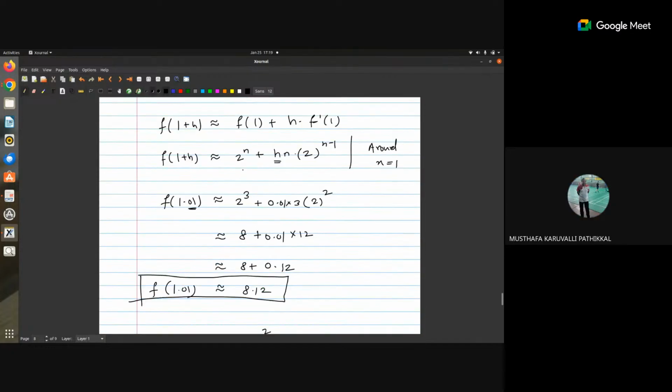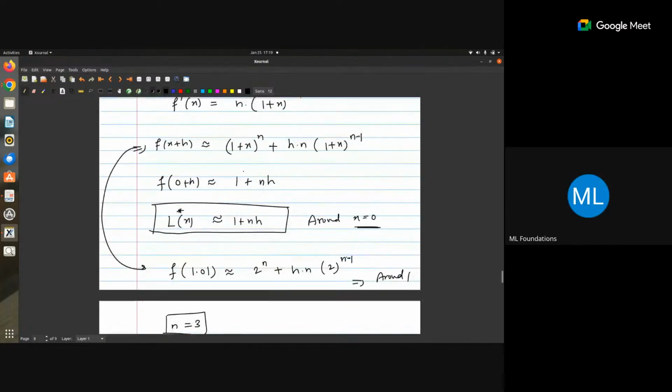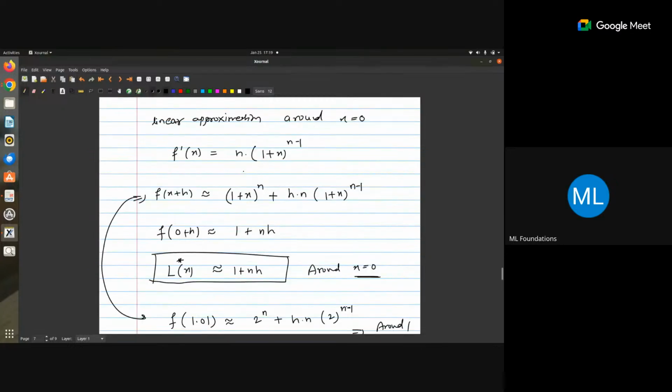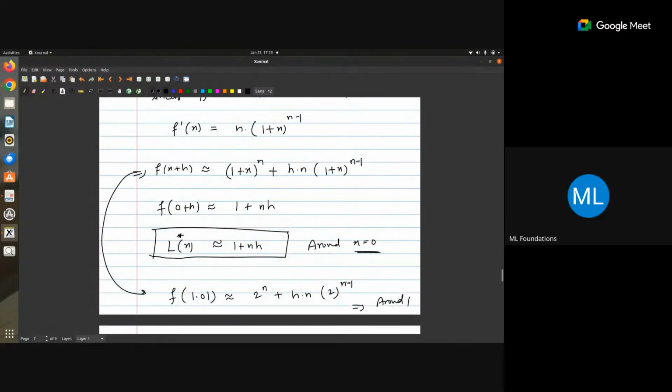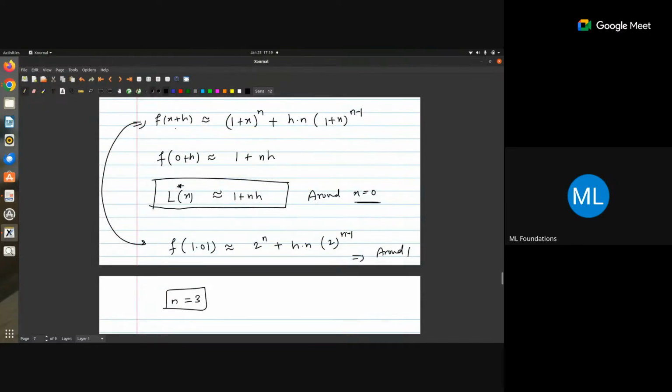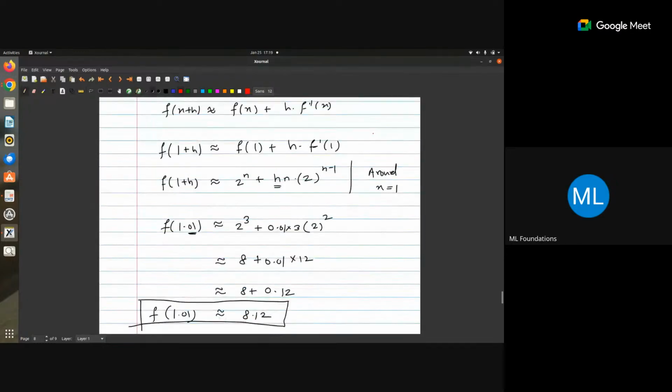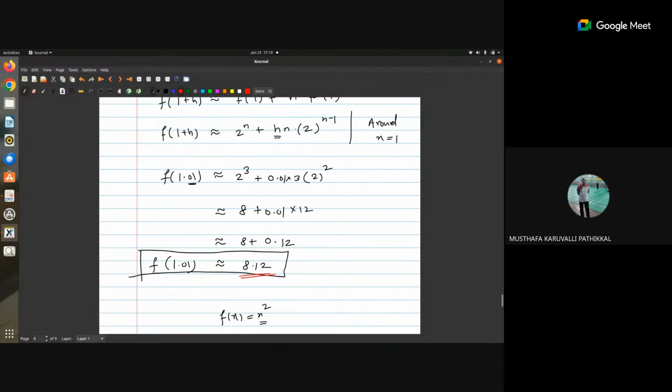If you use 0, this approximation will also work. But will that give you the closer value? So h will be using what for 1.01? 1.01, right? And that will give me 1 plus 3 into 1.01. So how much is it? 4.03. But this value is far off, right? So that's why.